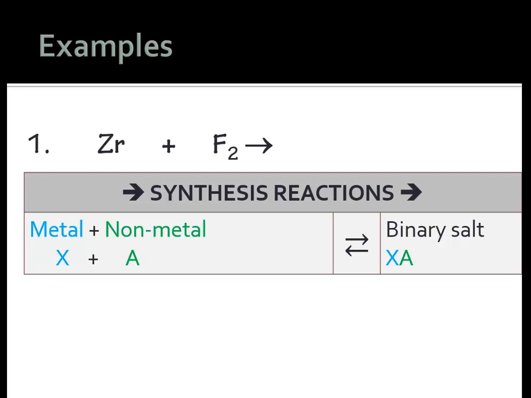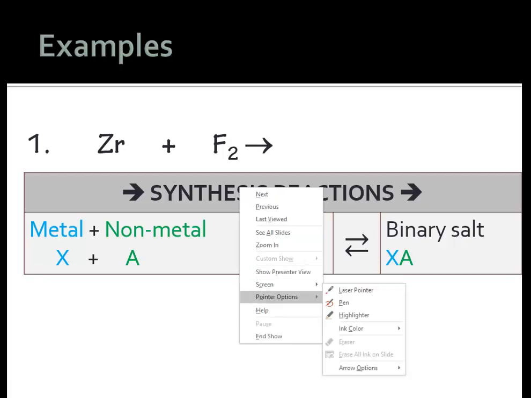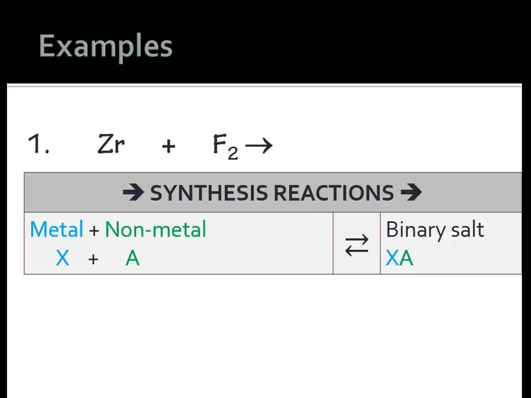Now, that's not the whole story, right? We still need to write a formula. So give me a moment here. I'm going to put my pen on the screen, and we'll fill this one out together. Let's go with red. All right, so zirconium and fluorine, put them over here. Zirconium and fluorine, X, then A, and then give them their charges in order to figure out how they're going to combine to make a salt.